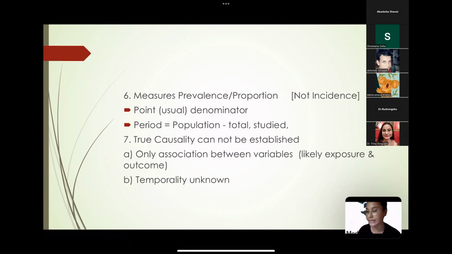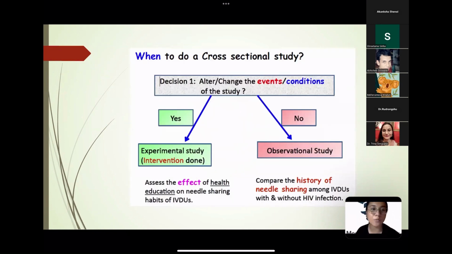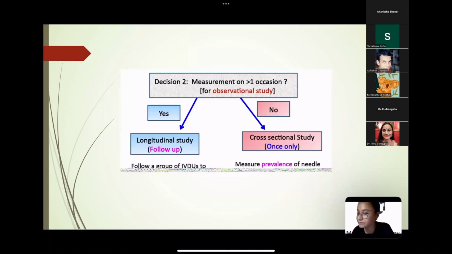So these are the exposures. So come to this. What is the schema of the study? First, alter or change the events or conditions of the study. I told you, no means observational study. This is always true because we are not giving any intervention.